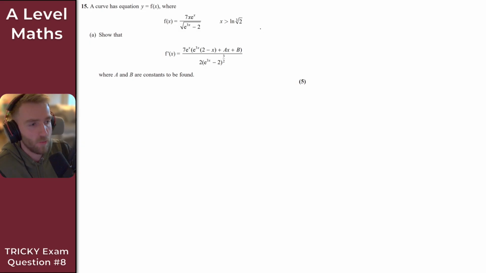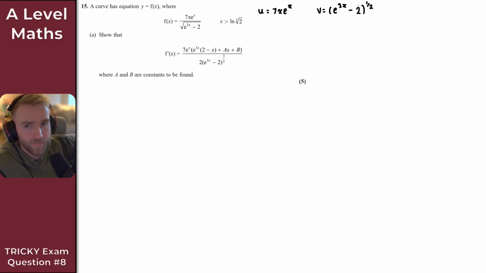So let's start with the quotient rule. I've got u as my numerator, so that is 7x e to the x, just like that. And then v is my denominator, so I've got the square root of e to the 3x minus 2. To make my life a little bit easier, I'm going to write that as e to the 3x minus 2, all to the power of 1 over 2.